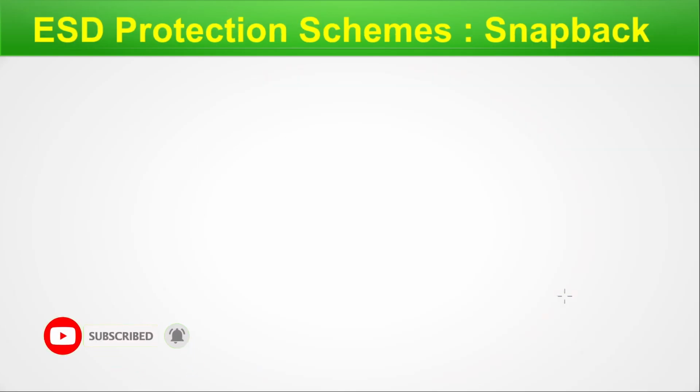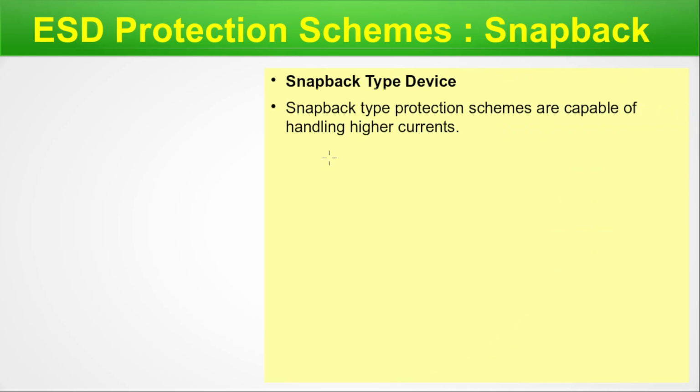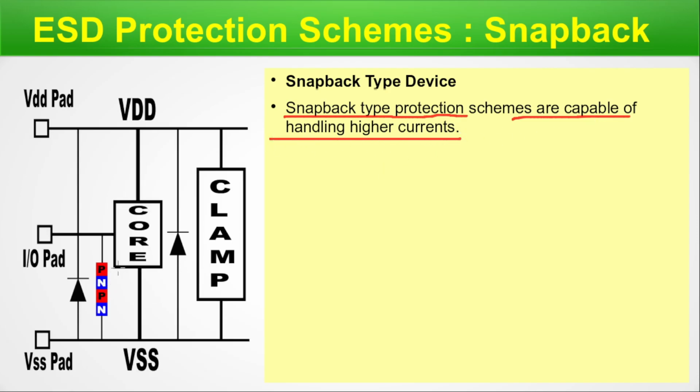ESD protection schemes, the snapback devices. The snapback type protection schemes are capable of handling very high current. Here you can see we have an SCR put here, a PNPN structure. The rest of the circuit looks very familiar to you. We already talked about it. We have two diodes here and we have an SCR here. The rest of the circuit is the VDD pad, IO pad, VSS pad and our power clamp. And this is the core of our circuit. Everything remains the same, but here we are using an SCR. You can see the PNPN structure.